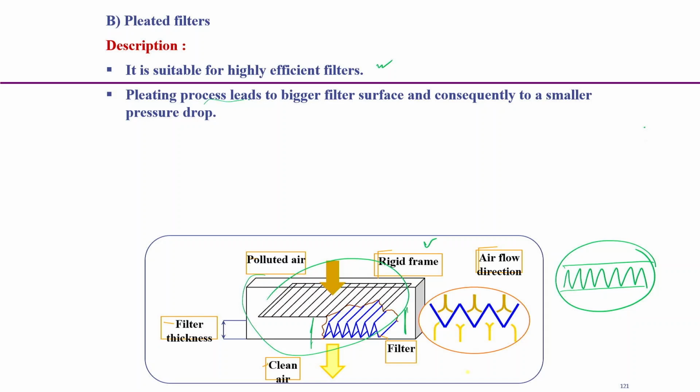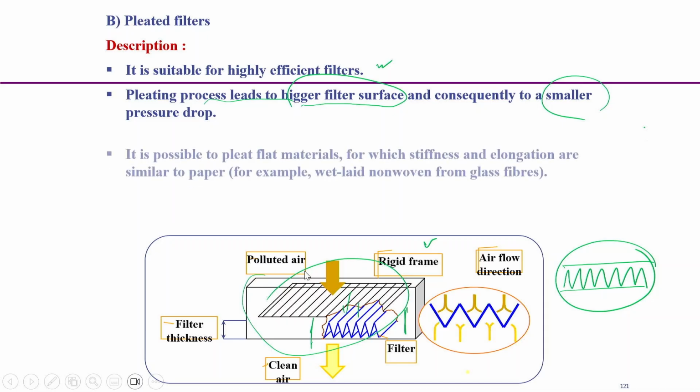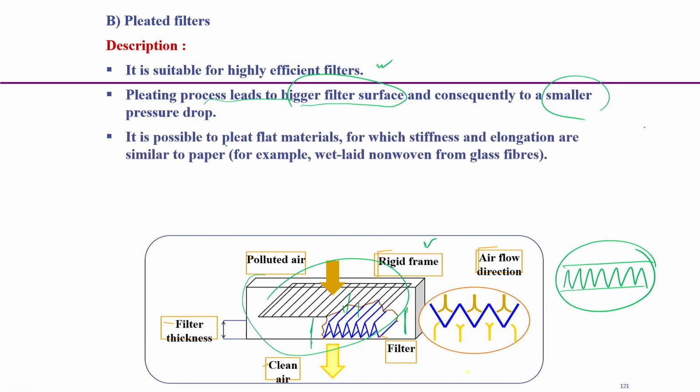So, the pleating process leads to bigger filter surface, which results in lower pressure drop, and also higher filter surface means it will be able to filter out a large amount of particles. It is possible to pleat a flat material for which stiffness and elongation are similar to paper. So, that we can pleat. So, wet-laid nonwoven from glass fiber, this type of stiff material we can pleat.